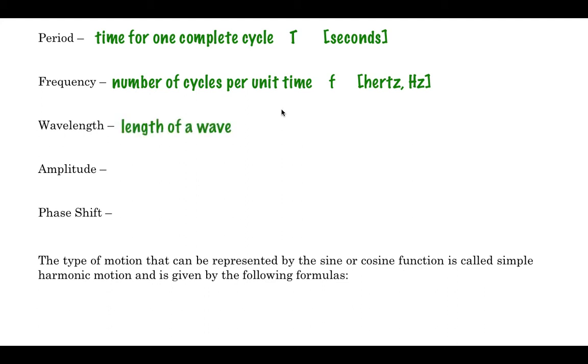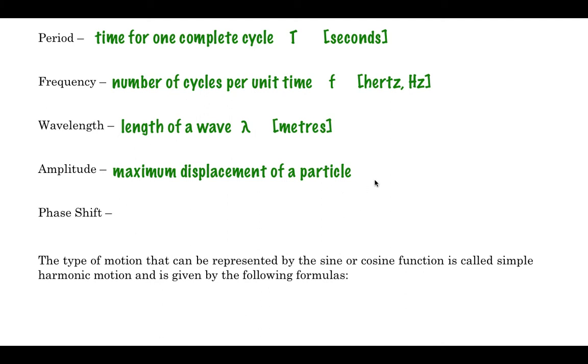Wavelength is the length of a wave, okay? It's got a symbol lambda, and this is measured in meters. So it's the distance from where the wave starts to where the wave stops, or where it would begin to repeat itself again, and that's the wavelength. The amplitude is the maximum displacement of any particle. So if you consider a transverse wave, you would have the maximum displacement from the zero line up to a crest, or from the zero line down to a trough, and that would be the amplitude.